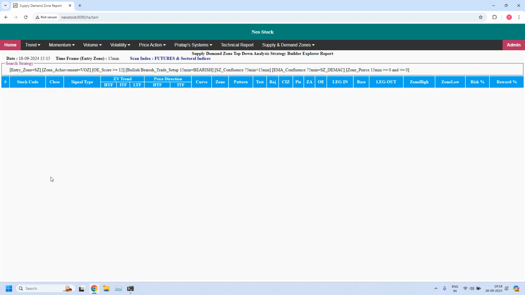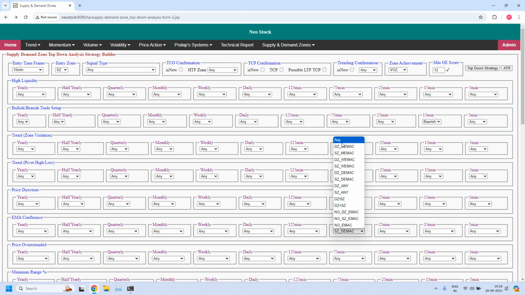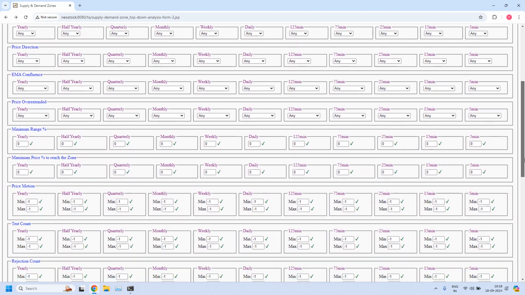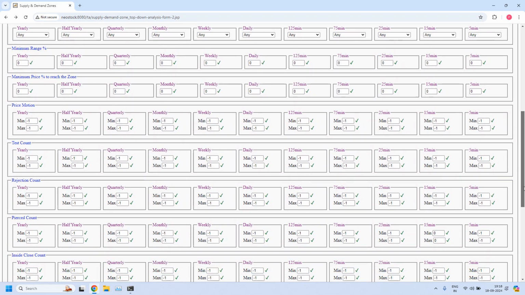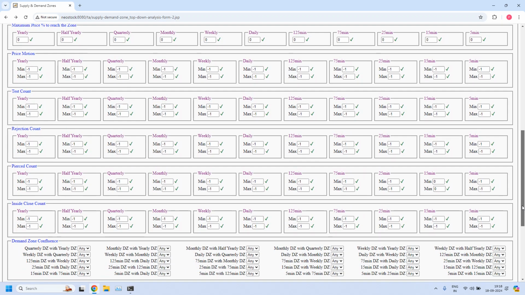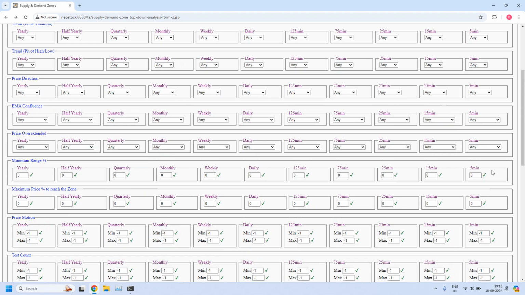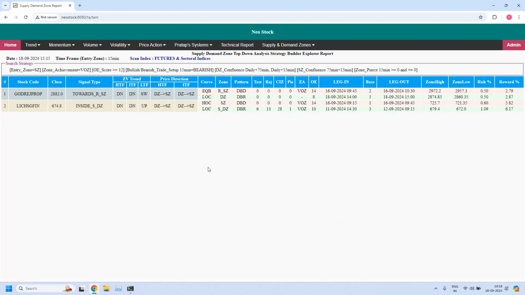No problem. Now let's look for LTF, ITF, HTF confluence. First I have to remove the EMA filter. I removed it. That is, 15 minutes, 75 minutes and daily zones should be together. So 15 minutes and 75 is already enabled. 15 minutes demand zone with daily demand zone I am enabling, and also 75 demand zone with daily demand zone confluence also enabled. Now let's verify. 2 stocks are filtered.